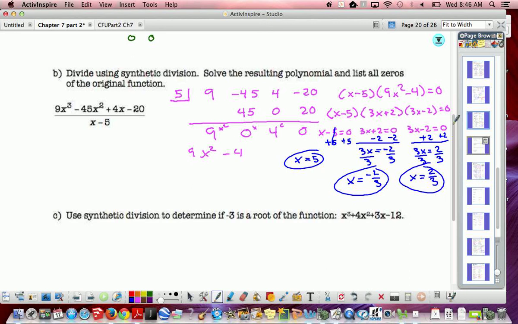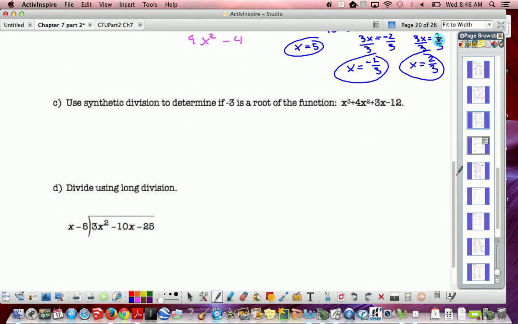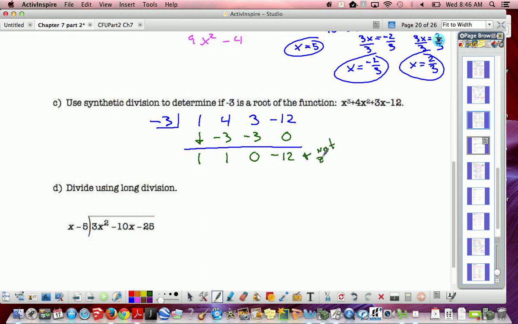Okay? All right, C says using synthetic division, determine if negative 3 is a root of the function. So we just put negative 3 outside here. We just write the coefficients 1, 4, 3, negative 12. If it is a root, this should end in 0. So again, bring down the 1. Multiply. Add. Multiply. Add. Multiply. Not 0. Not a root.